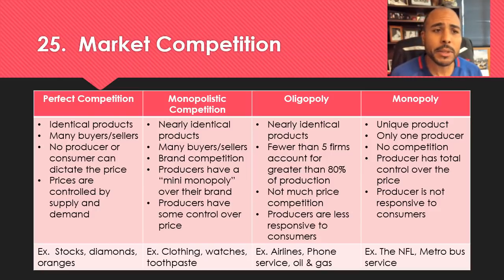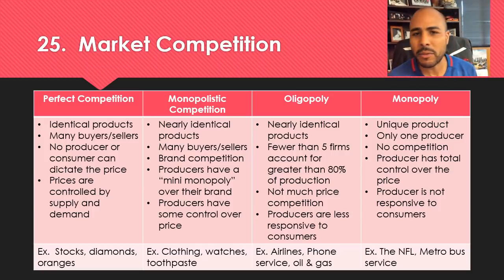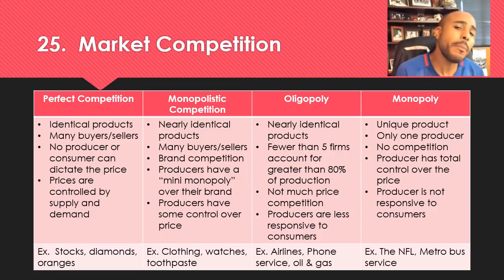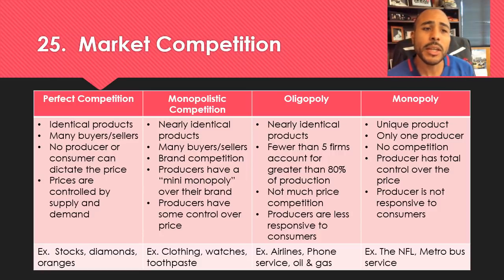In monopolistic competition, the products are nearly identical. For example, one pair of jeans is virtually the same as another pair of jeans. They're blue, they're made of denim, they cover your butt, they have 5 pockets, okay? They're all about the same. But there are many buyers and sellers like in perfect competition, and the thing that makes this different from perfect competition is that we have brand competition.